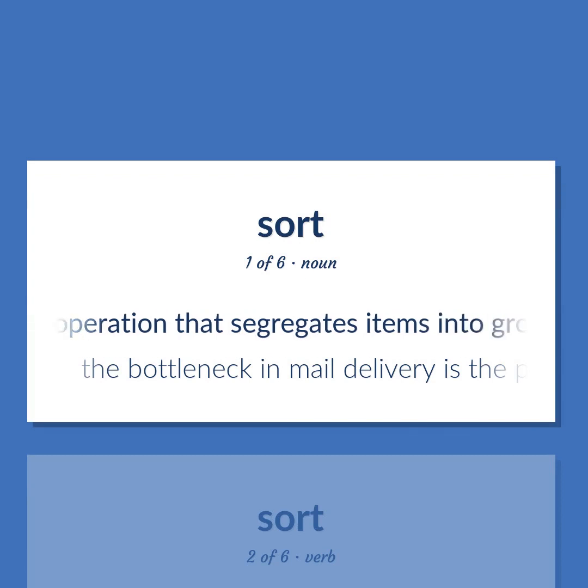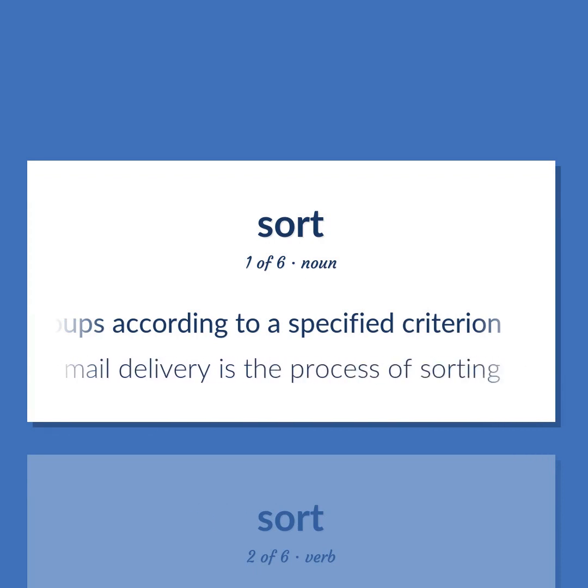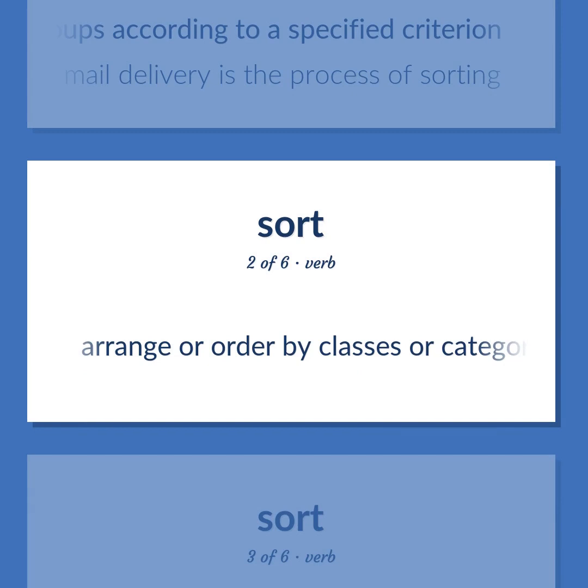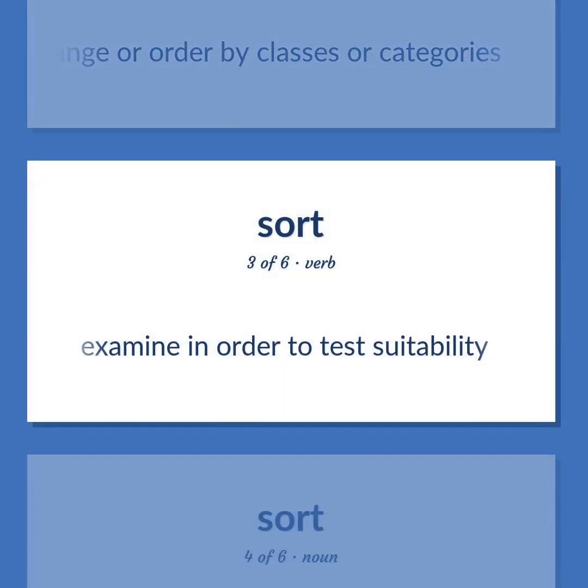An operation that segregates items into groups according to a specified criterion. The bottleneck in mail delivery is the process of sorting. Arrange or order by classes or categories. Examine in order to test suitability.